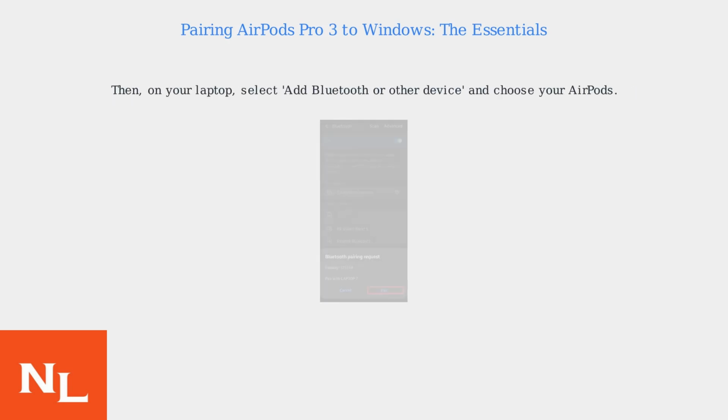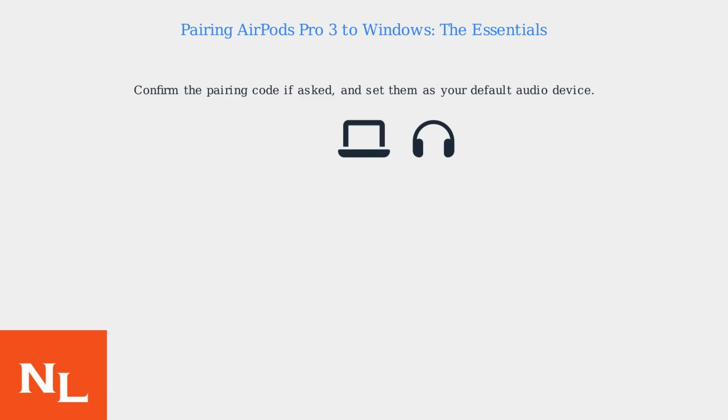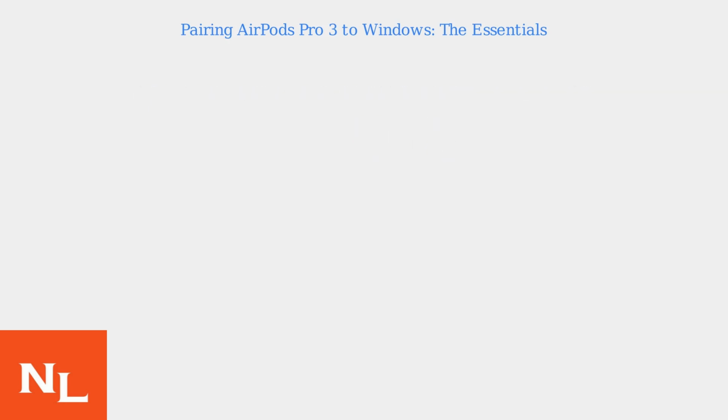Then, on your laptop, select Add Bluetooth or other device and choose your AirPods. Confirm the pairing code if asked, and set them as your default audio device. Windows 11 offers better Bluetooth stability, especially with the latest updates.